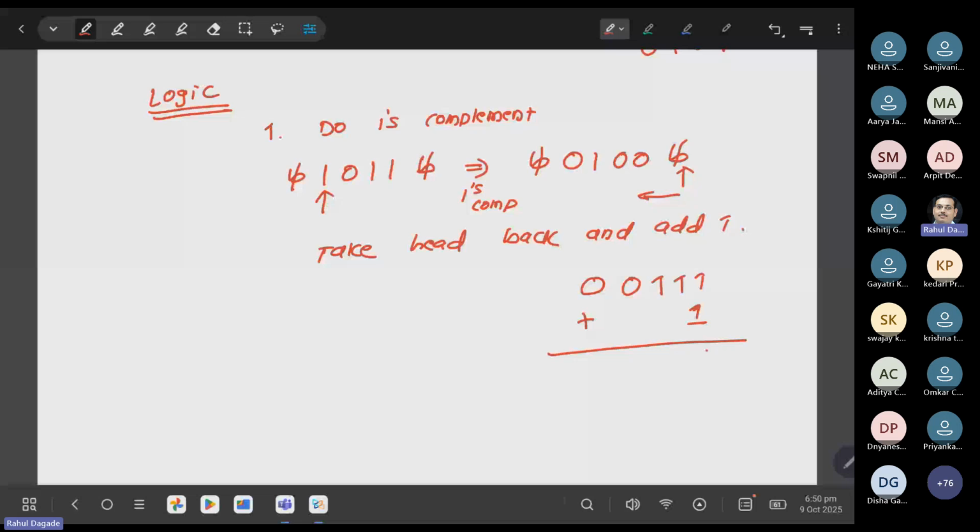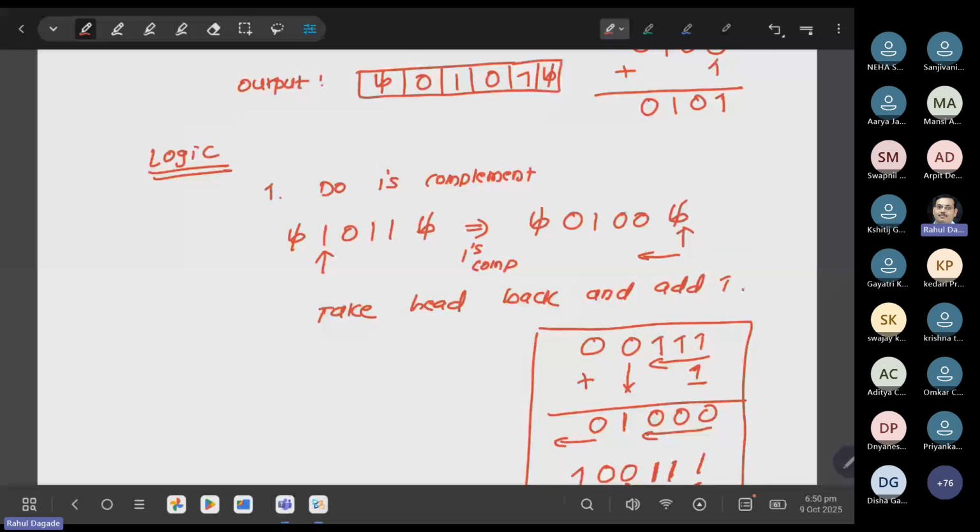So now take the head back, and when the input is 1, convert it into 0, write 0 to it, and move the head left. And when you get 0, the first 0, convert that into 1 and stop. So this is the logic that we have to implement.